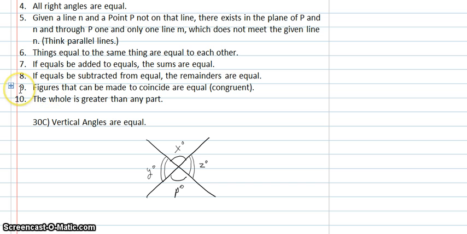On postulate 9, figures that can be made to coincide are equal or congruent. So you can make the same shaped figure with the same angles for each of its vertices, and you could have congruent figures. So you could draw them exactly the same. And number 10, the whole is greater than any part.